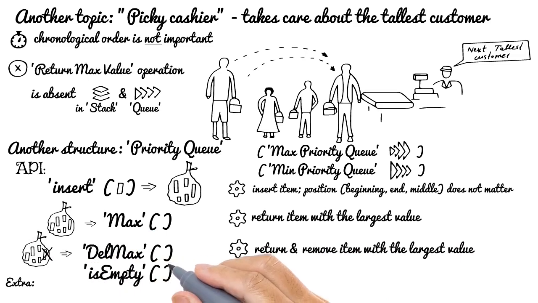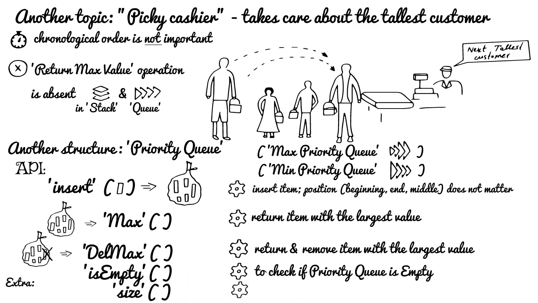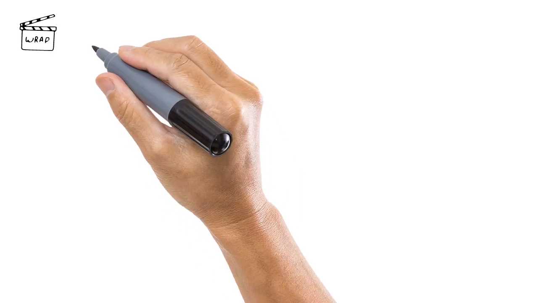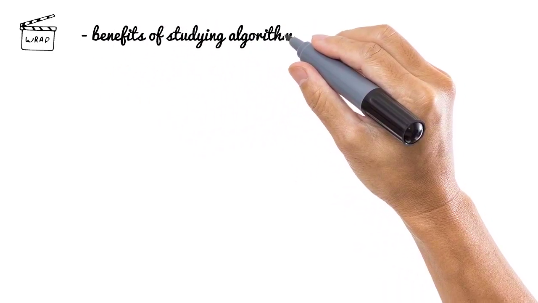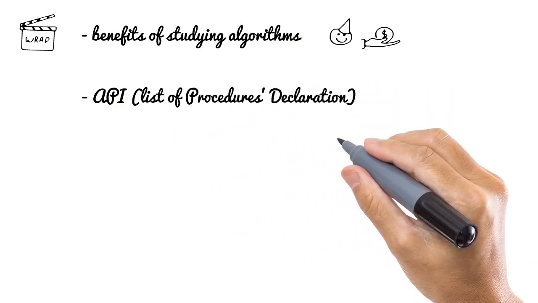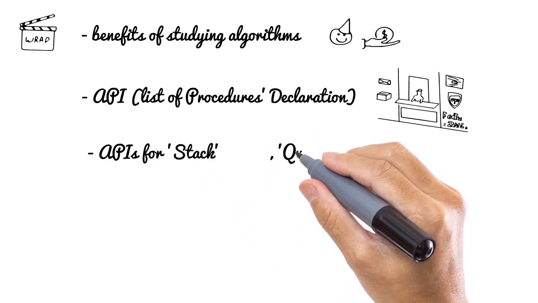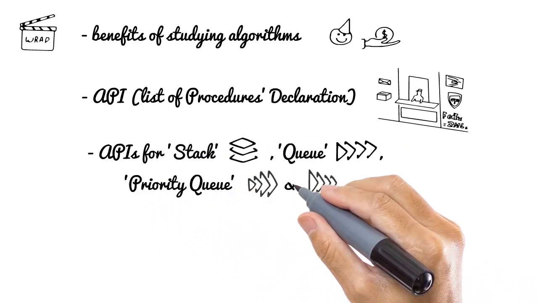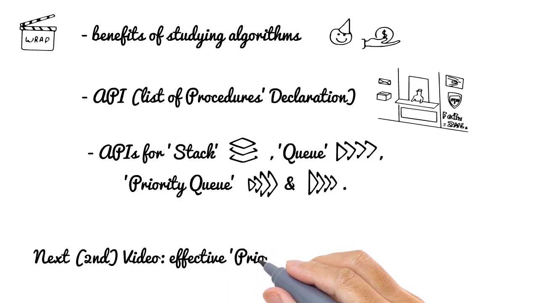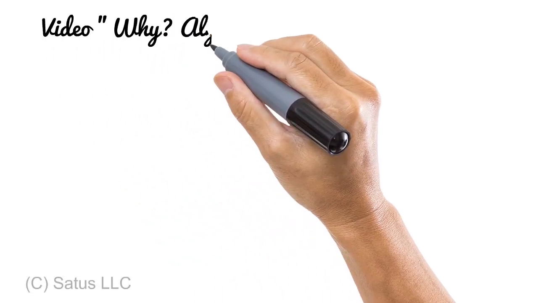Additionally, we can have following functions. IsEmpty, to check is the priority queue empty. Size, which returns number of entries in a priority queue. So far we discussed several reasons why it may be beneficial to study algorithms. Mentioned what is API, which is a list of procedure declarations. And also mentioned APIs for stack, queue, and priority queue structures. In the second part of Why Algorithms video, we will discuss a very effective way of implementing priority queue. See you there!